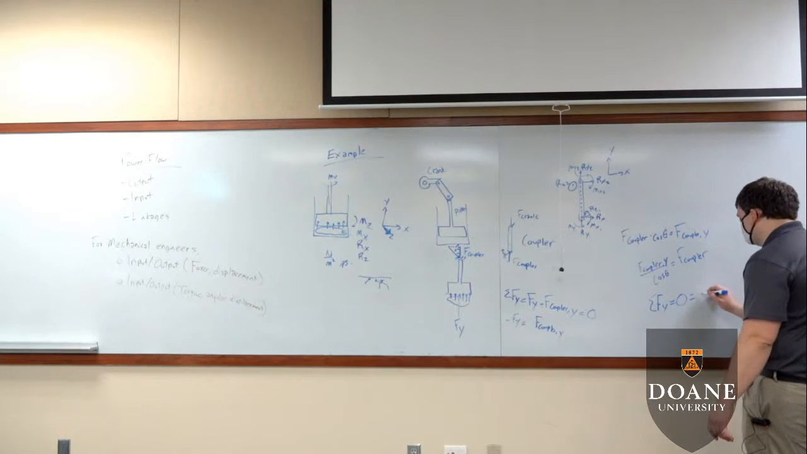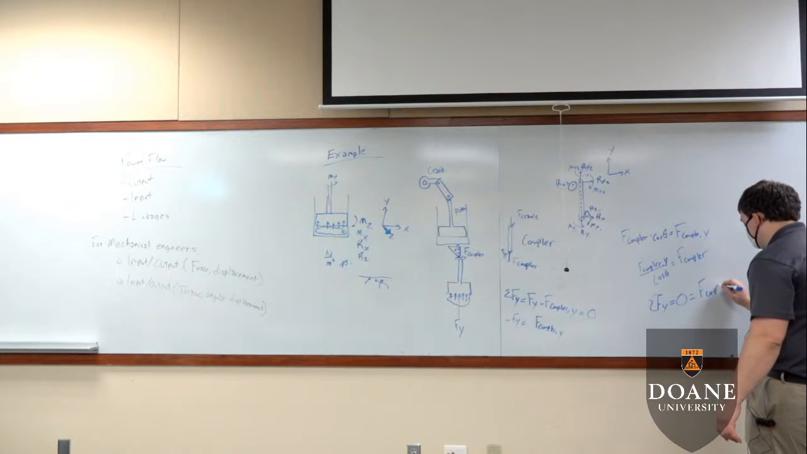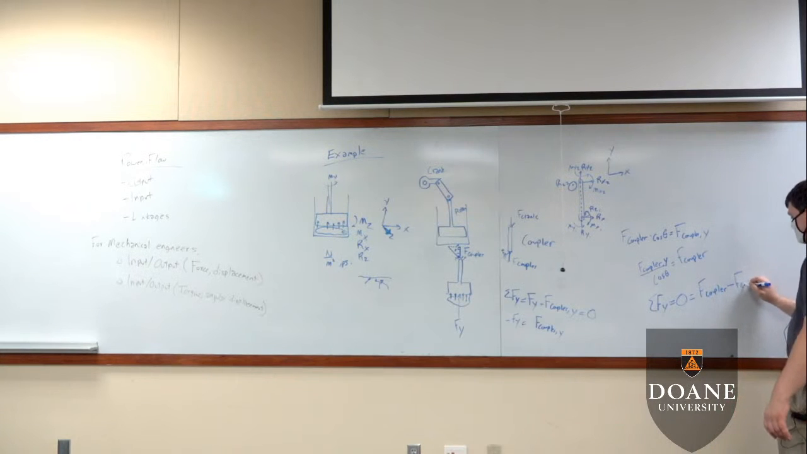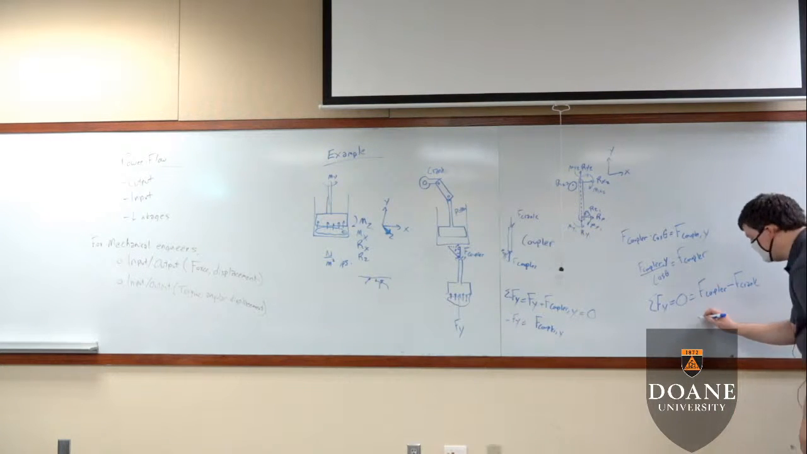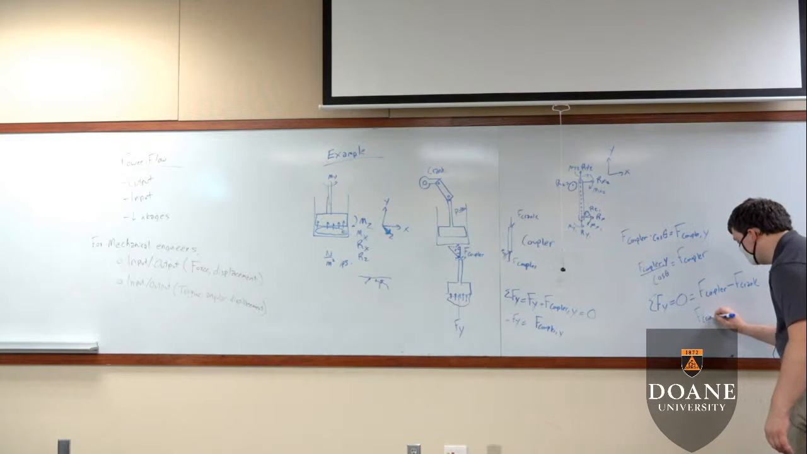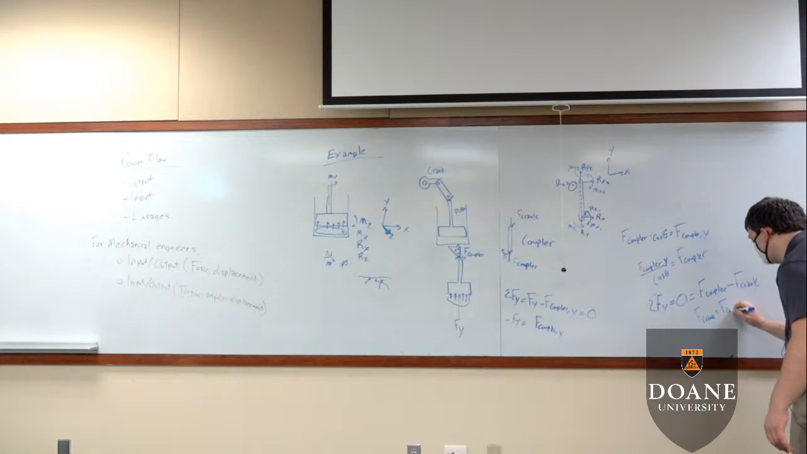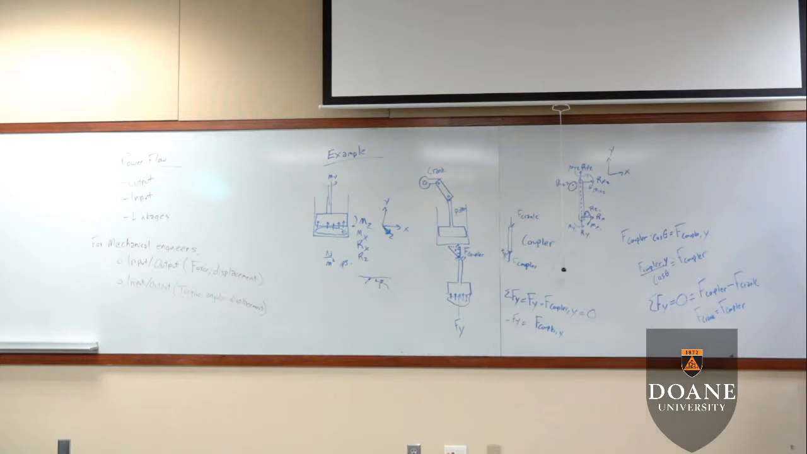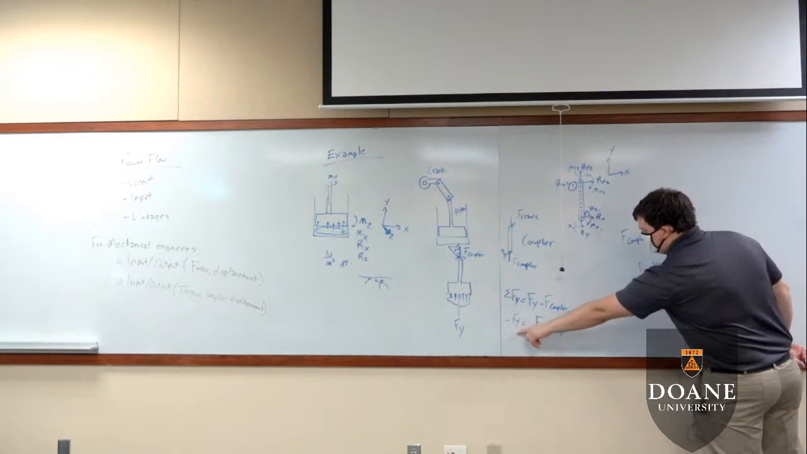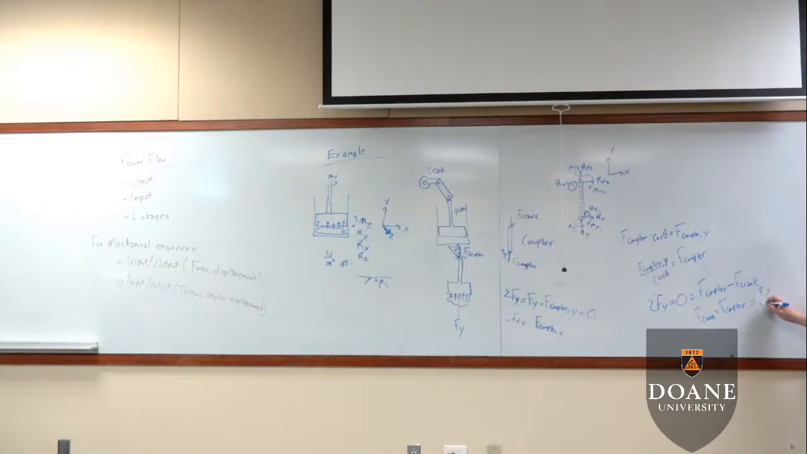And that is equal to your F coupler minus your F crank. So all that means is F crank is equal to F coupler, which is equal to F coupler y divided by cosine theta, where F coupler y is equal to Fy. So it's equal to Fy divided by cosine theta.